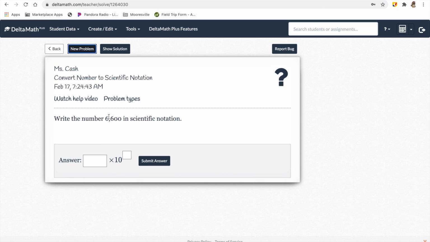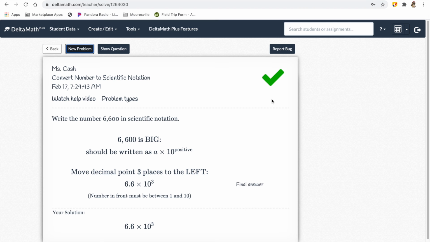This problem is considered a large number. So we're going to do 6,600. I'm going to write it on a piece of paper. My decimal is understood to be right here at the end. I move my decimal until I get a number between 1 and 9.9. I'm going to move it 1, 2, 3 spaces. When I move it 3 spaces, my new number is a 6.6 times 10, and I moved it 3 places. It was a big number, so it's a positive 3. We submit. We got it right.